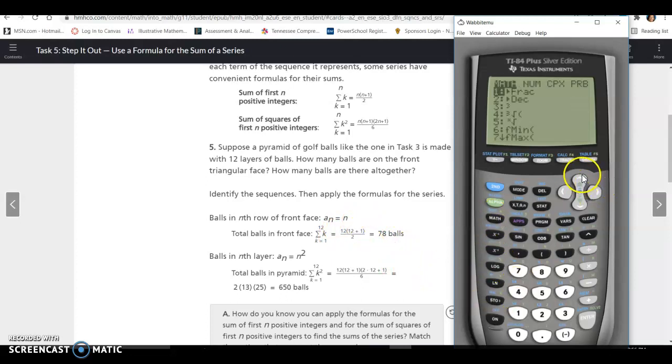So we're going to go back to Math, go to summation again. We're going to go from 1 to 12, but this time we're going to square k, or in our case, x. All right, so this is the summation representation, and then here is the formula. And it says that it equals 650 balls. So if we hit enter, we also get 650 balls. So using the calculator is just a shortcut or a way to check yourself and make sure you did the formula correctly.